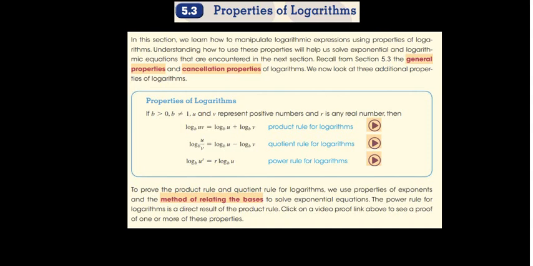Alrighty, so example 1 reads, use the product rule for logarithms to expand. So we're going to be expanding. We're looking at this definition, and to expand, we're going from left to right. That's very obvious when you look at the problem, since it's obviously very condensed there.